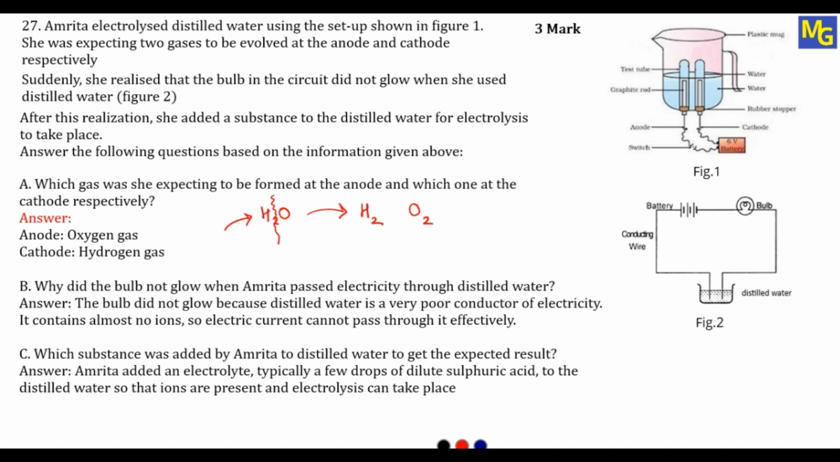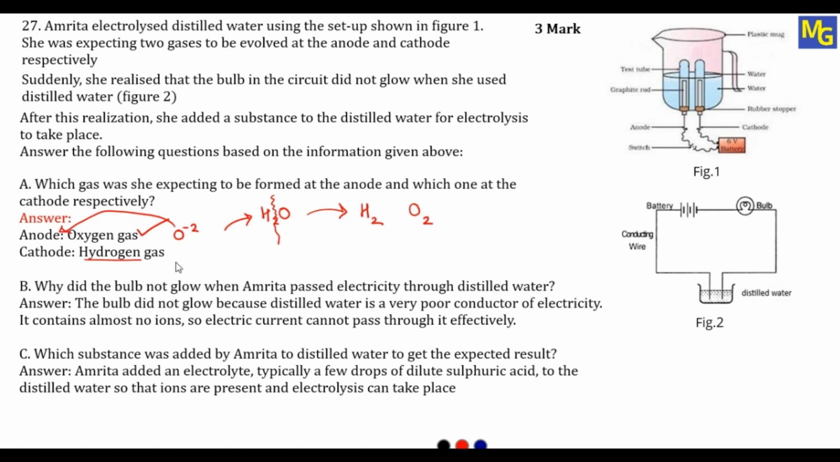Now, which gas will form towards the anode and which gas will form towards the cathode? So here, oxygen gas will be formed towards the anode, and hydrogen gas will be formed towards the cathode, because oxygen, we know, gives the ion O minus 2 when water breaks. O minus 2 is a negative ion. A negative ion will be attracted towards the positive electrode. Therefore, towards the anode, we get oxygen gas.